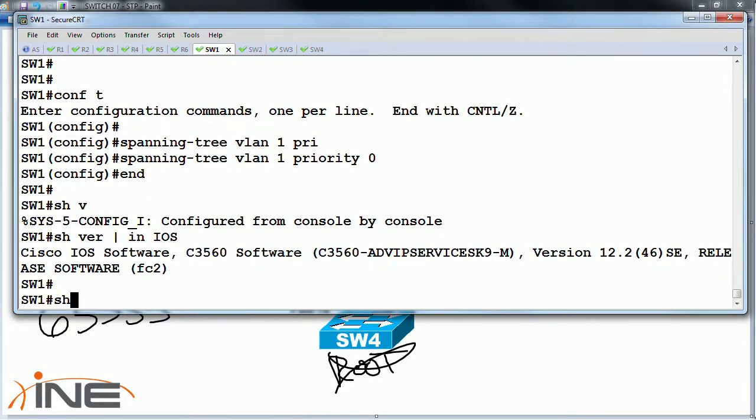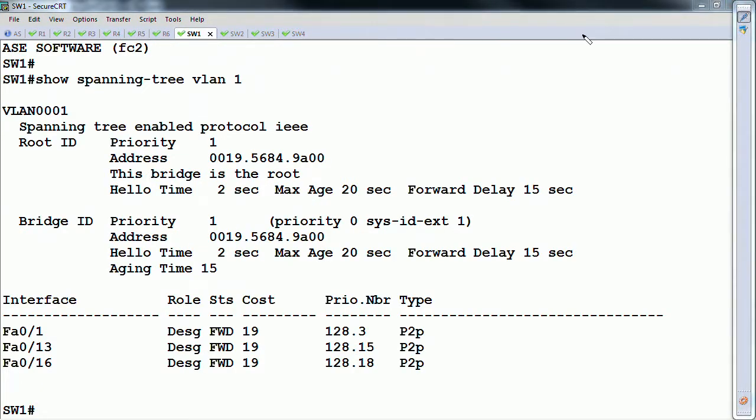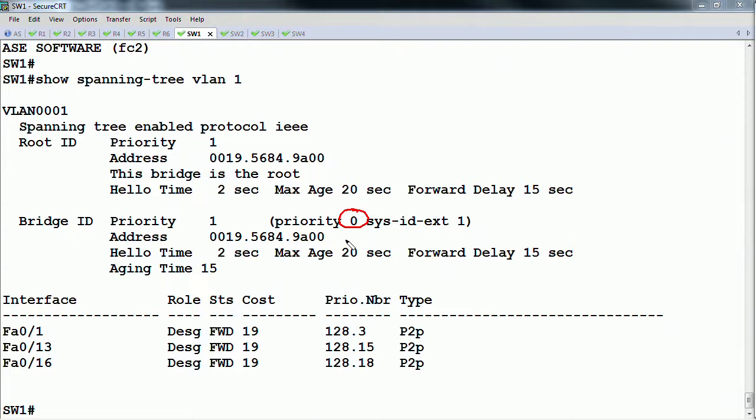If we now look at the show spanning tree for VLAN 1, it says that I am the root because my priority is 0 plus the offset value, or the system ID extension of 1. So my effective priority value is 1. This means that all of my ports are designated. They're all facing away from me. The cost for me to reach myself is 0.